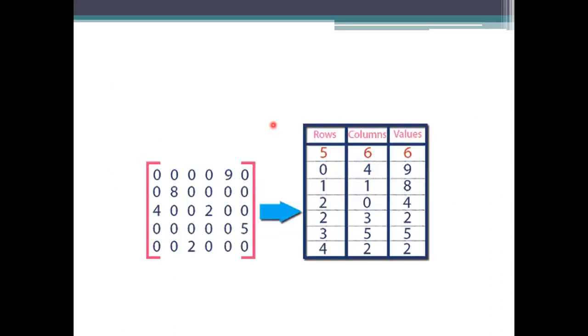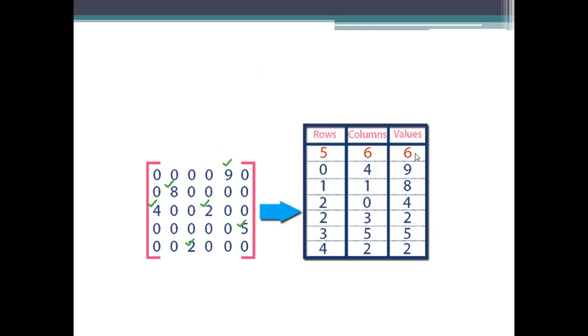This is one example of the triplet formation. So this example is being considered. Just count how many elements are there: 1, 2, 3, 4, 5, and 6. How many rows and columns do we have? We have 5 rows and 6 columns. If you count, 1, 2, 3, 4, 5 and 1, 2, 3, 4, 5, 6, that is 5 rows and 6 columns, which is equivalent to 30 elements. Among the 30 elements, what are the non-zero elements we have?